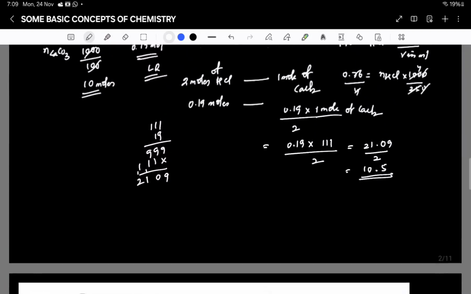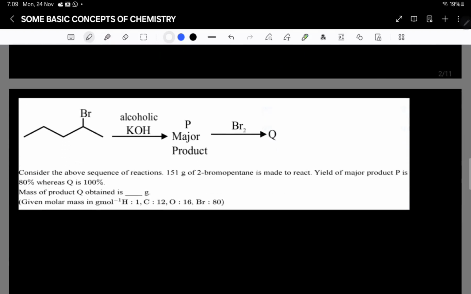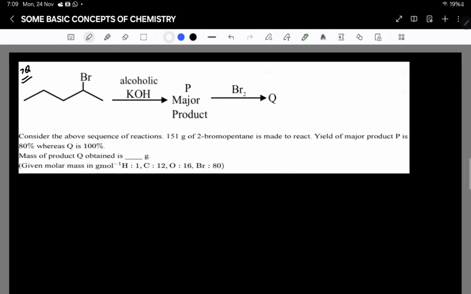This is the 7th question. Right. Now look at it, student. So this is 1 2 3 4, so 1 2 3 4 5, student. This is a 2-bromopentane. Alkali KOH is given. P is the major product, student.